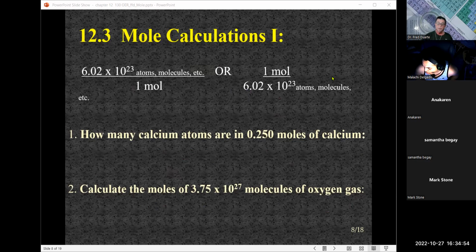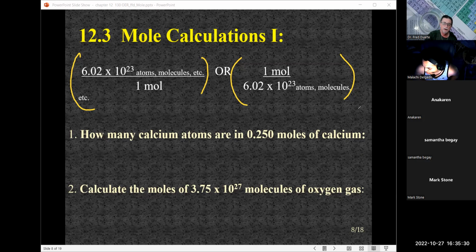Now, Avogadro's number is no different than the others with respect to ratios. Avogadro's number is also a ratio, okay? And I can write it like this on the left, or I can write what's on the right. Which one I use depends on which units I'm looking for, okay? Remember how we did the conversion factors? When I get from point A to point B, I set up my conversion factor such that what I'm given cancels out to look for a new unit. Okay, this is no different.